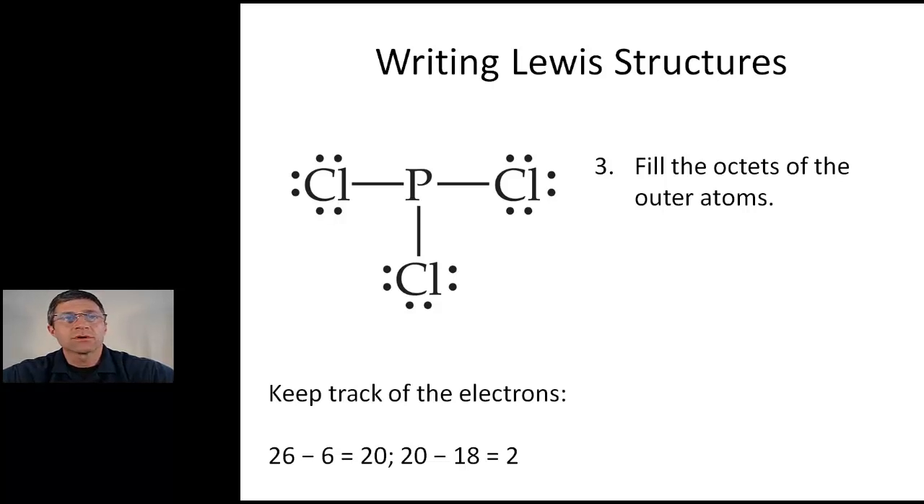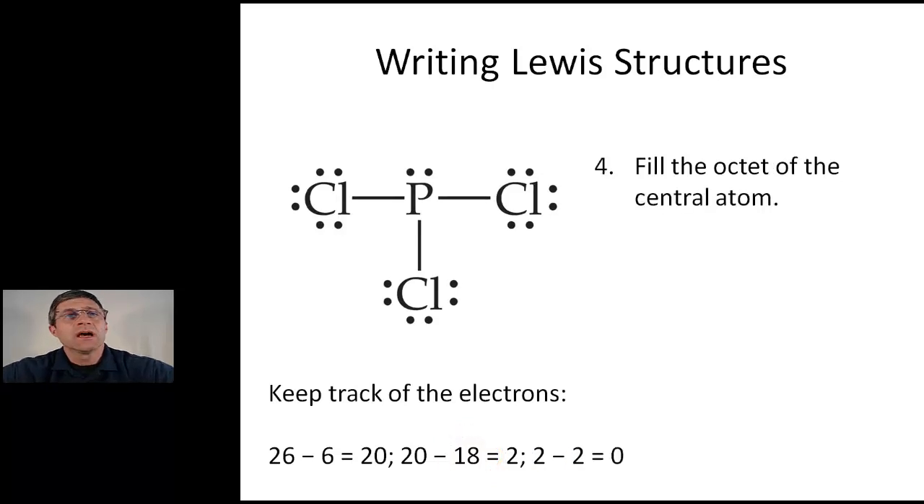It's not going to have any more electrons. Okay, in this case, I've put in my 6 additional electrons around each of my 3 chlorines, so that's a total of 18 electrons that I've added into my structure so far, leaving me with 2 electrons left. Okay, in the next step, I want to fill the octet of my central atom. So finally, I'm going to go to my central atom, and if I have any electrons left, I'm going to put them right on top there.